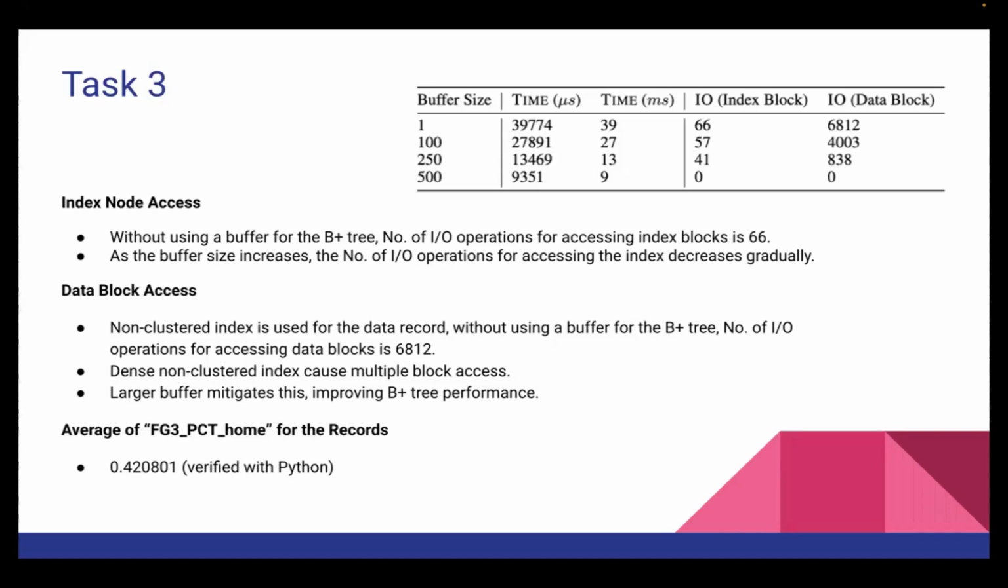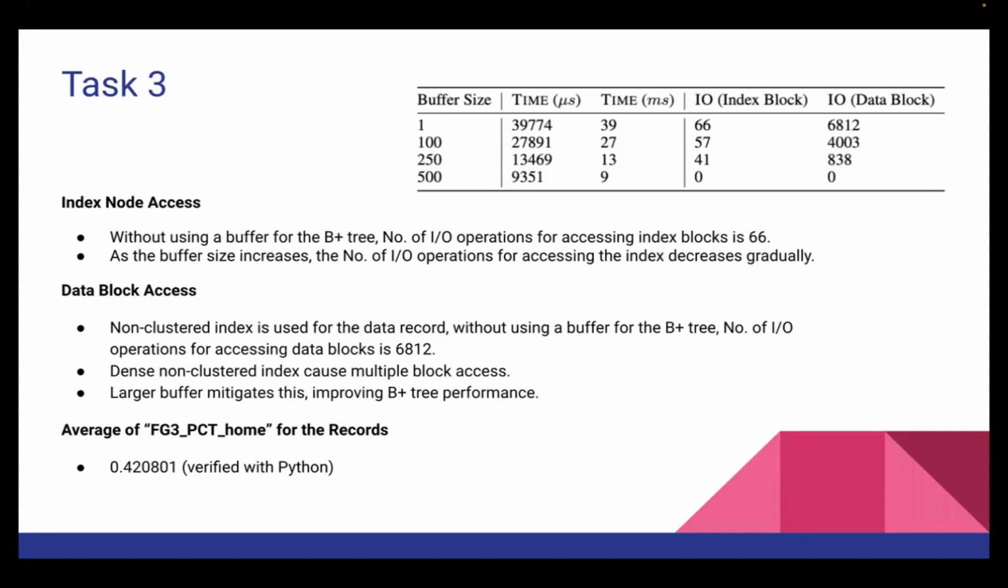Since we use a dense, non-clustered index, many data blocks are accessed multiple times because the records are not stored sequentially. The high I/O in data block access results in the runtime of the B+ tree being longer than that of the range query. This issue can be mitigated by increasing the buffer size, as the linear scan cannot fully utilize the buffer, and the B+ tree will have a shorter runtime with an increased buffer size.